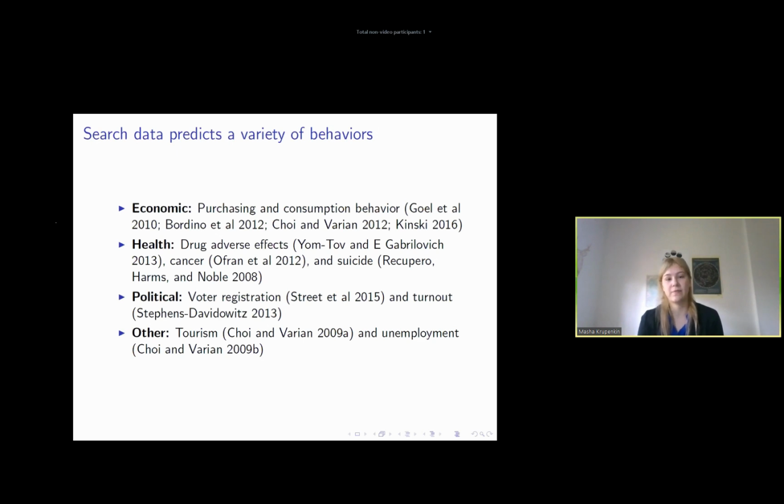Google Trends pretty dramatically outperforms the Consumer Confidence Index as a predictor of actual consumption. It predicts health effects, so drug adverse effects, cancer, suicide, a lot of these things that we care about. As political scientists, we especially care about political effects, and search data does predict real-world political behaviors like voter registration and voter turnout. And there are other behaviors, like tourism and unemployment, that search data does a good job of predicting.